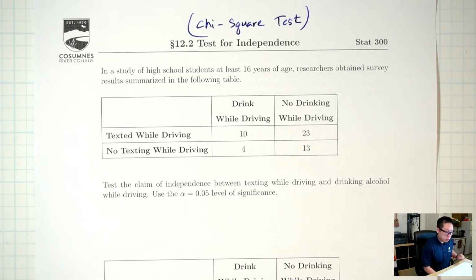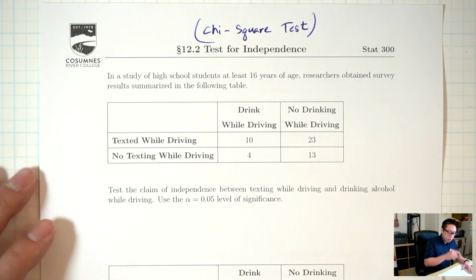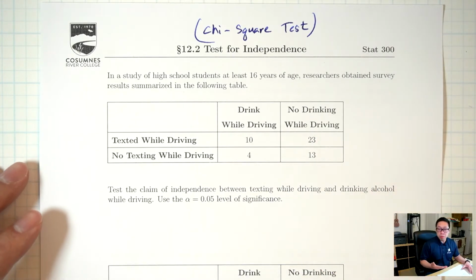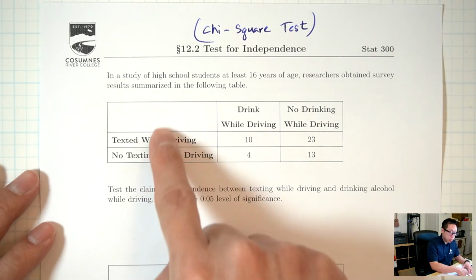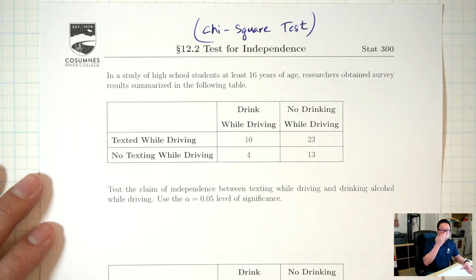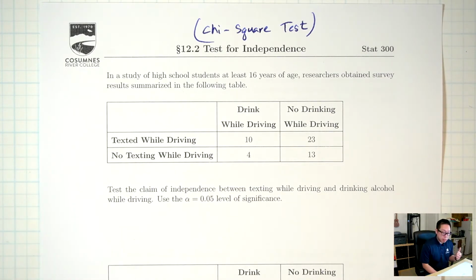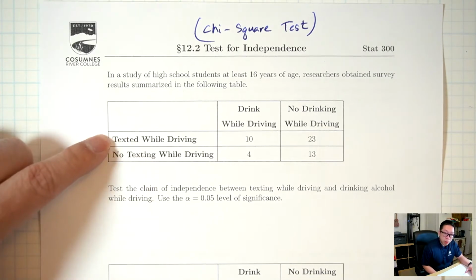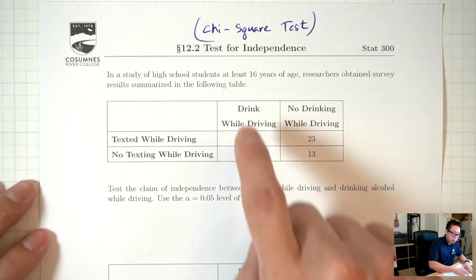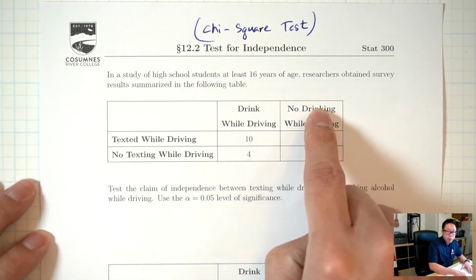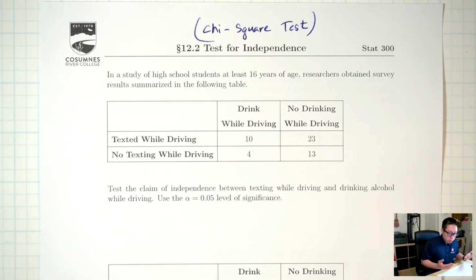In a study of high school students at least 16 years of age, researchers obtained survey results summarized in the following table. Now, this is going to be a chi-square test because the numbers here represent counts. They're counting how many people are in certain categories. And the difference between today versus what we talked about last time is that we have two sets of categories here. We're actually asking people two things. We're asking, do you text and drive? Yes or no. And do you drink and drive? Yes or no.